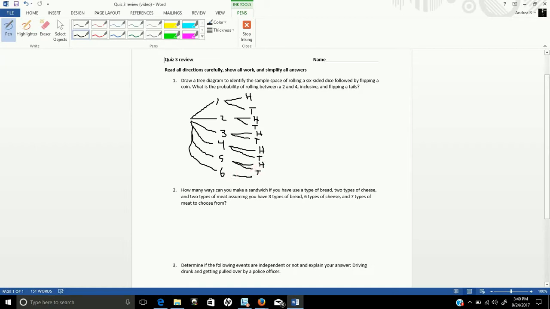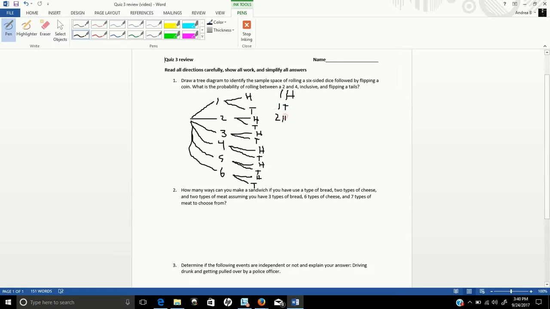And then remember, a sample space is what you have for all of your possibilities. So in this case, for instance, in our sample space, we have 1 and heads as one possibility there. That should be an H there. And then we'd have 1 and then tails and so on.